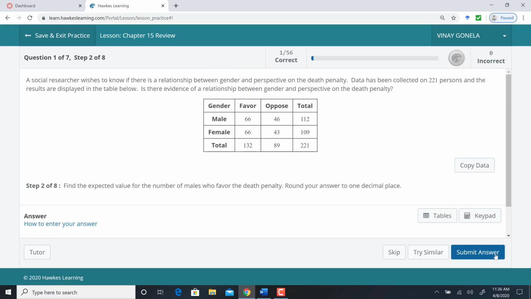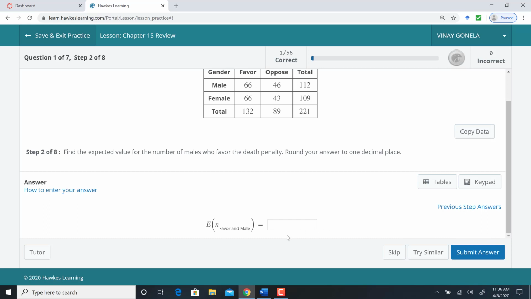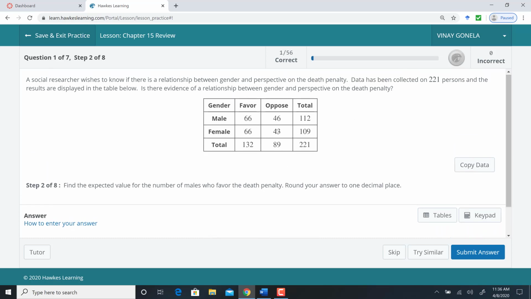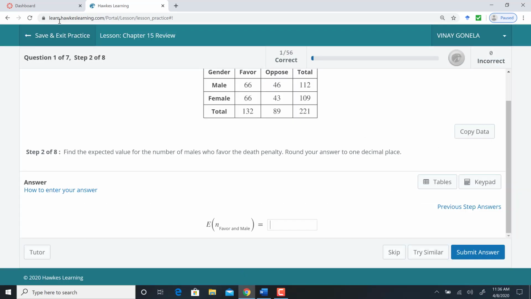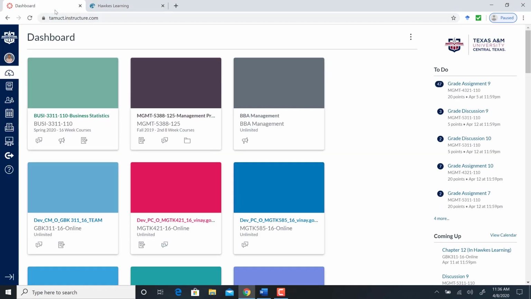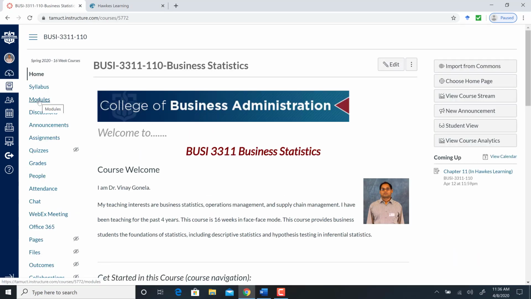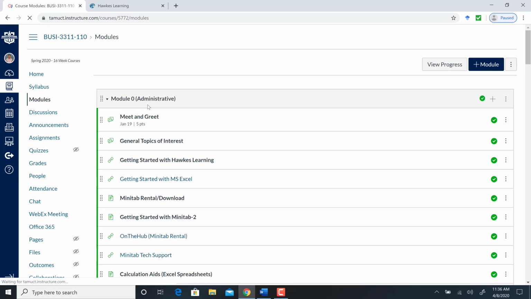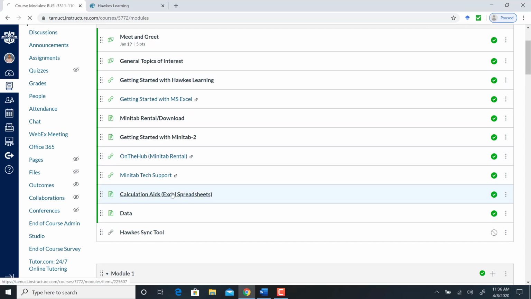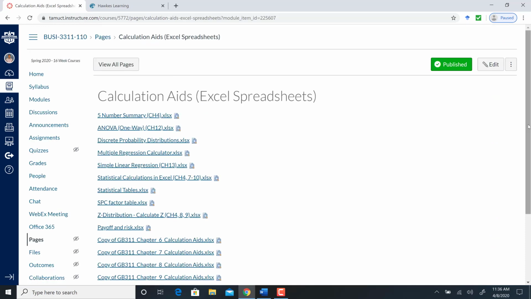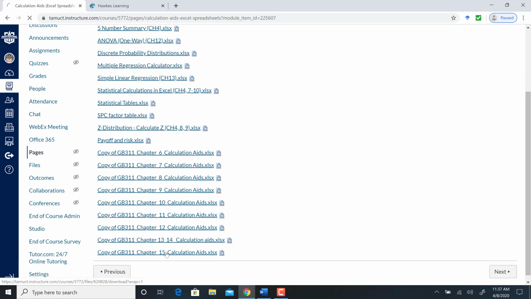So the next thing is find the expected value for the number of males who favor the death penalty. To solve these kinds of problems, I will use the calculation aid. The first thing is I will copy this data, and then I have to go to our Canvas course, business statistics course. I'll go to modules. In module 0 you will go to calculation aids and download chapter 15 calculation aids.